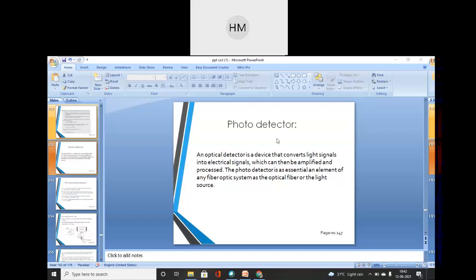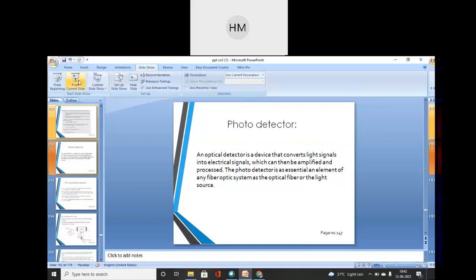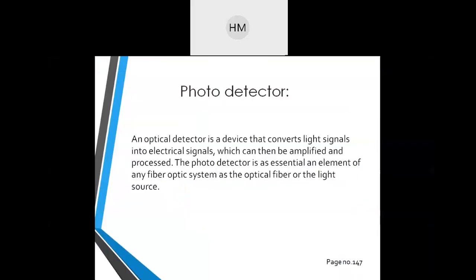An optical detector is a device that converts light signals into electrical signals, which can then be amplified and processed. The photodetector is as essential an element of any optical fiber system as the optical fiber or the light source. Sources, detectors and channel are very essential elements in fiber optic communication.